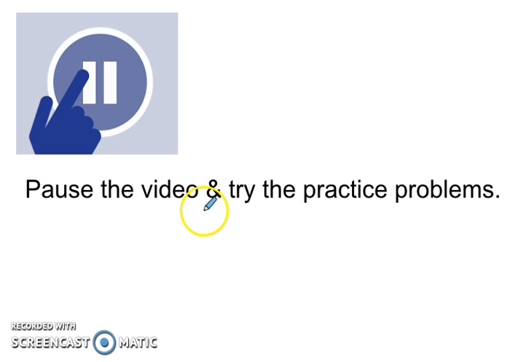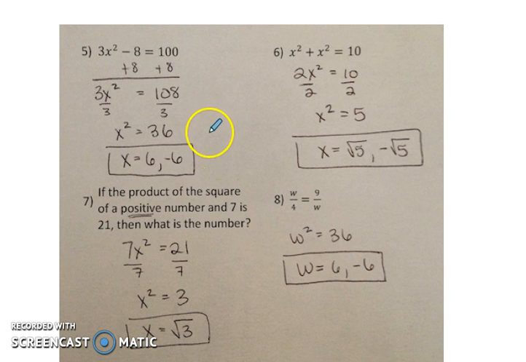All right, so at this point you should have paused and done those 4 problems. I'm going to go to the answers. Check your answers. For number 5, you get that x is 6 and negative 6. For number 6, you get that x is root 5 and negative root 5. Again, that negative sign's on the outside. For number 7, you get that x is root 3. It is not negative root 3 because number 7 specifically said that they wanted a positive number. So we're going to exclude that negative value. And for 8, you cross multiply and you get 6 and negative 6. If you got them, cool, you can stop the video. If not, I will do them.